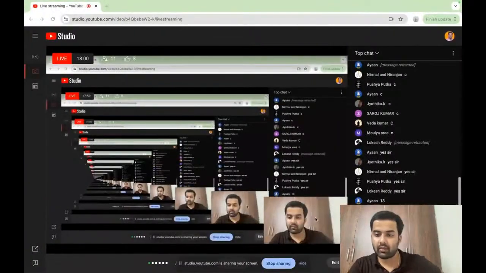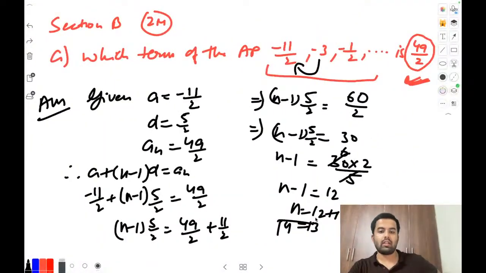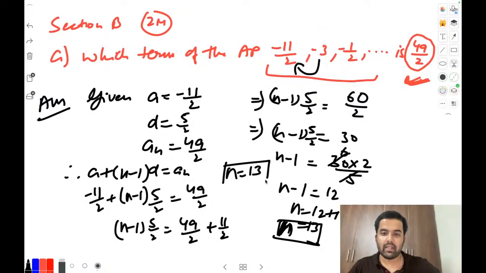Fine. Rest of you got the same one? Yeah, maximum number of people got the same answer. Fine. Understood this? N value, this is n I kept, don't be confused. N value, n is equal to 13. Let me write here, n equal to 13, which means at the 13th place this will come.